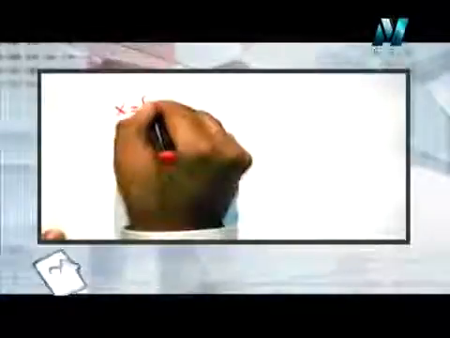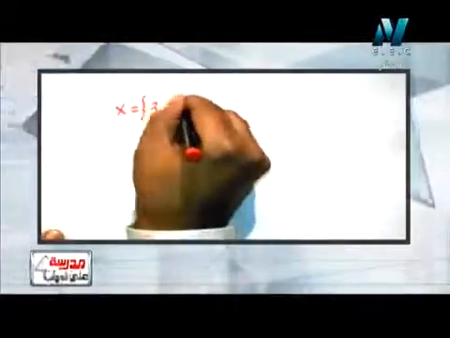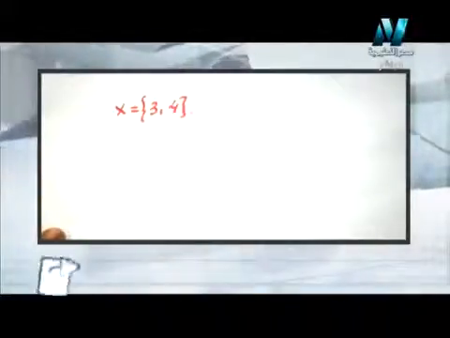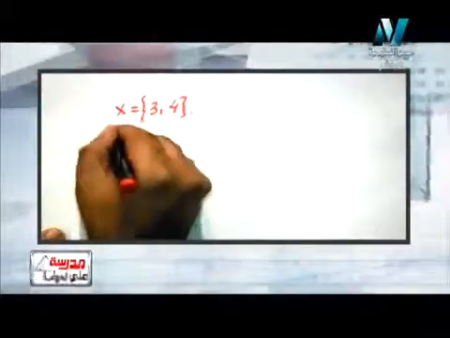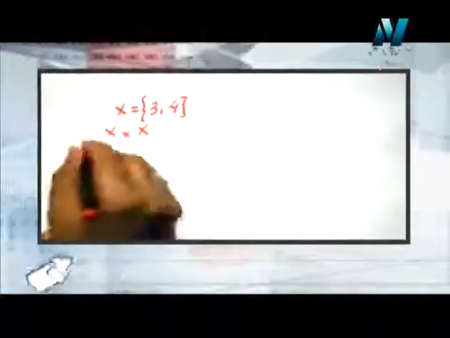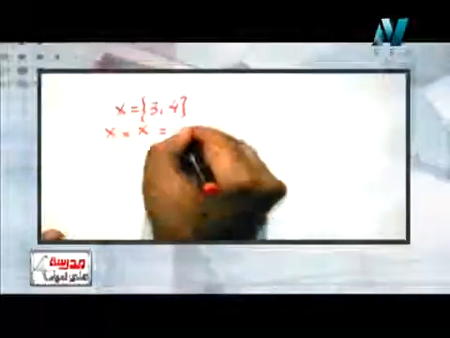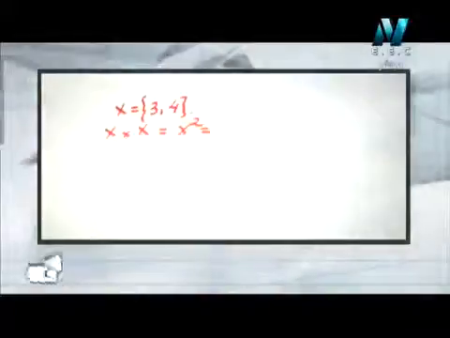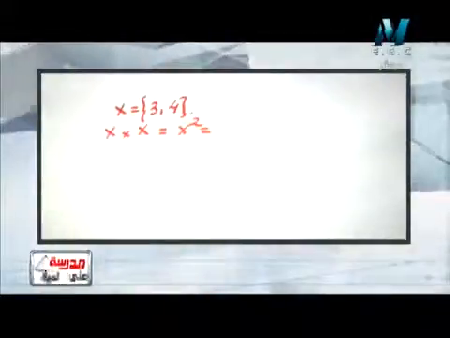What if I have only one set, like x with numbers 3, 4, and we want to find the product of x times itself? So we want to find here x product x, or x squared. The same idea, x product x is x squared.